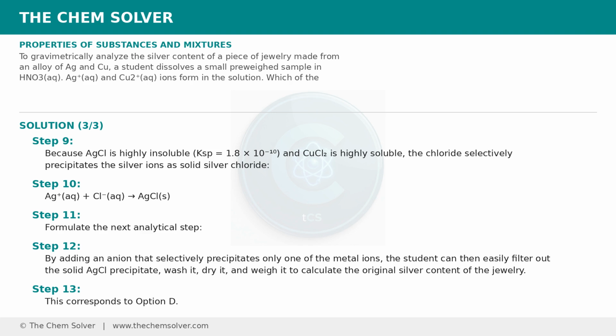Formulate the next analytical step. By adding an ion that selectively precipitates only one of the metal ions, the student can then easily filter out the solid AgCl precipitate, wash it, dry it, and weigh it to calculate the original silver content of the jewelry. This corresponds to option D.